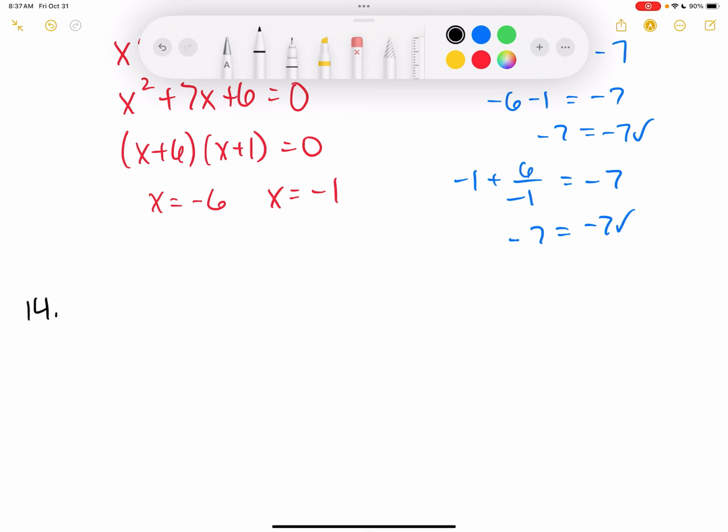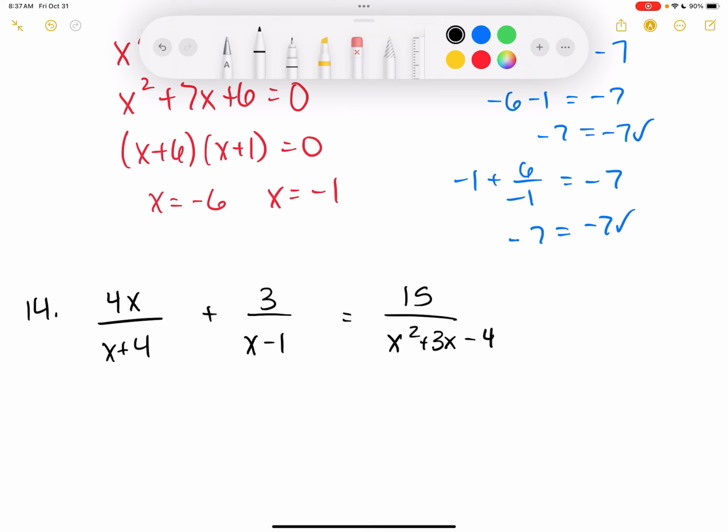Number 14. I've got 4x over x plus 4 plus 3 over x minus 1 is equal to 15 over x squared plus 3x minus 4. So if I have a problem like this, obviously I still need to multiply everything because dealing with fractions is not something that's really feasible to do.